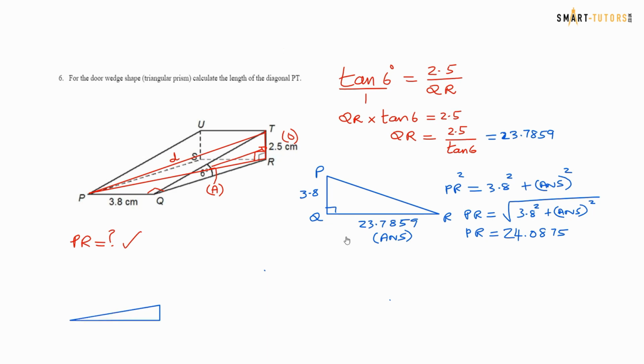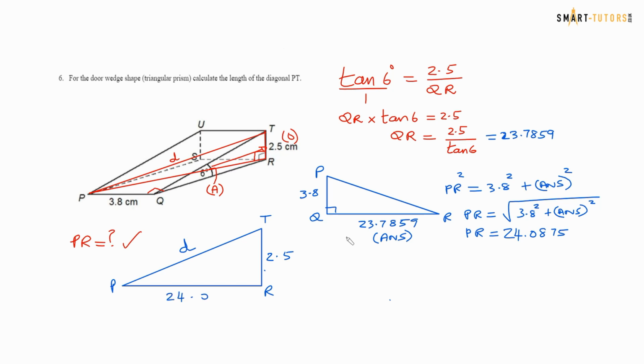So this is the triangle. Make sure you label the triangle so the examiner understands which triangle you are drawing. So this is the PTR triangle. I mark this as D, that is in the question. And this is 2.5. And PR, we just found out, is 24.0875. And that is the right angle triangle, and D is in the question.